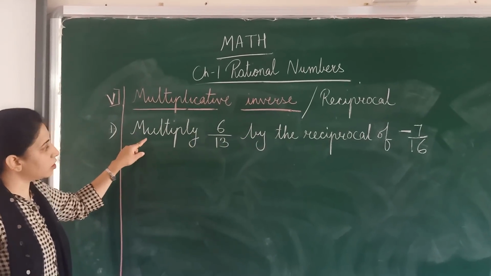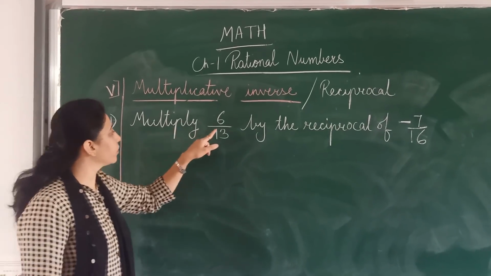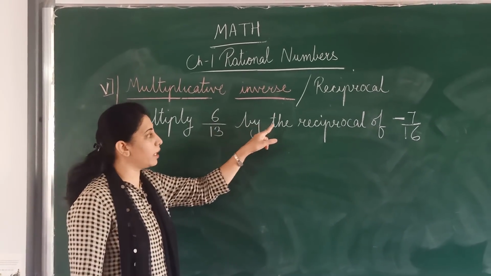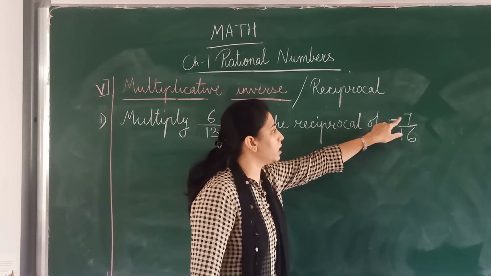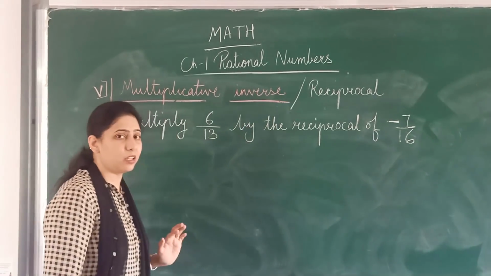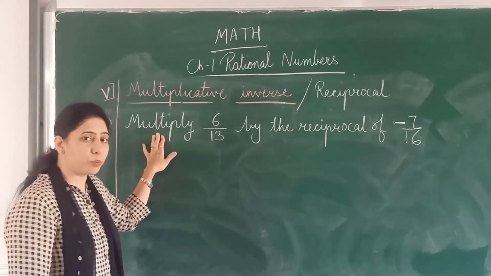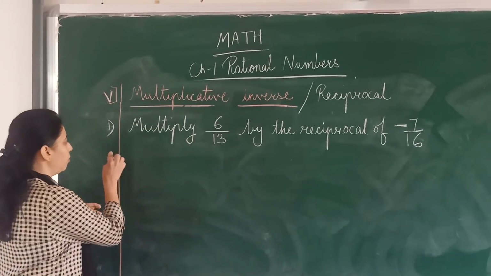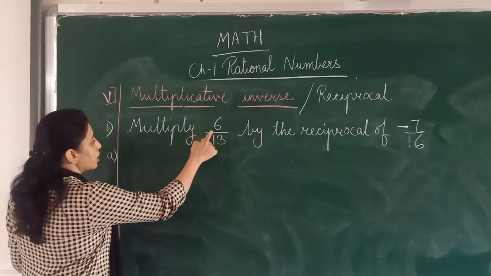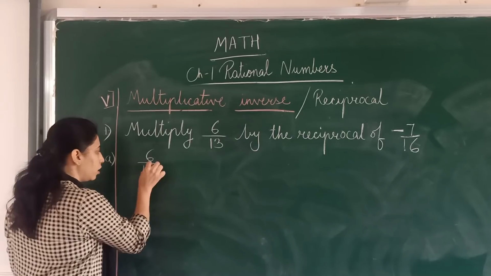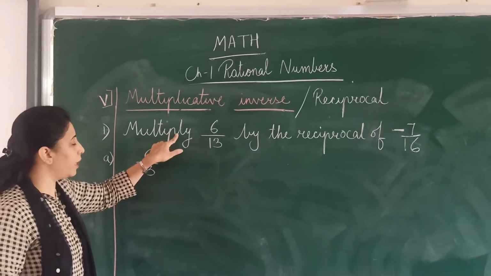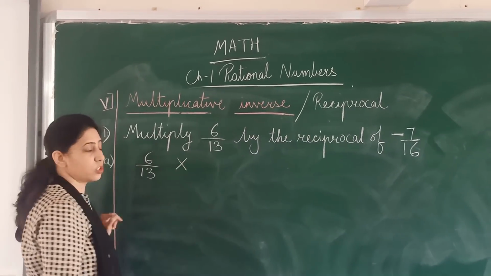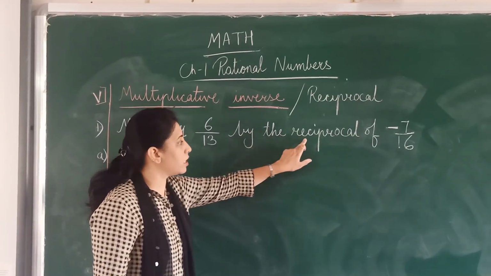So here I have written the question: multiply 6 upon 13 by the reciprocal of minus 7 upon 16. First understand the question. Multiply means you have to use the multiplication sign. 6 upon 13. So we go step by step. What is it? 6 upon 13. So 6 upon 13 we write. Multiply, so we write the multiplication sign, by the reciprocal.